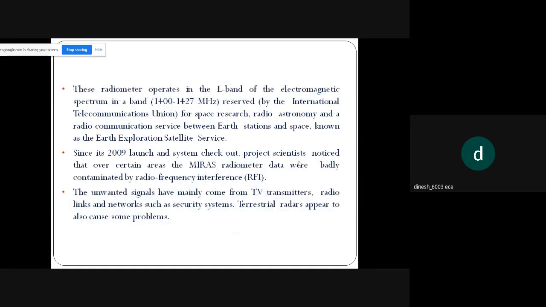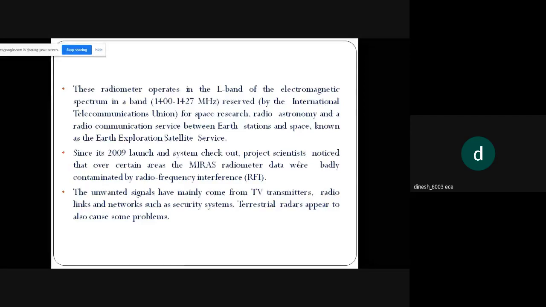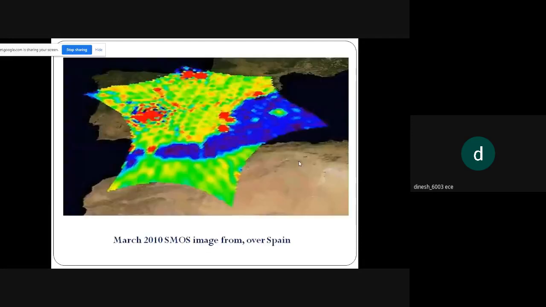This MIRAS, which is a radiometer launched on the SMOS satellite in 2009, showed that RFI, radio frequency interference, badly contaminated the data. The unwanted signals due to this interference were coming mainly from TV transmitters, radio links and networks such as security systems. So these terrestrial radars also appear to cause some problems. This is the same March 2010 SMOS image from Spain.